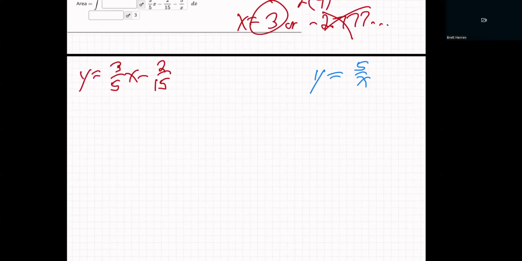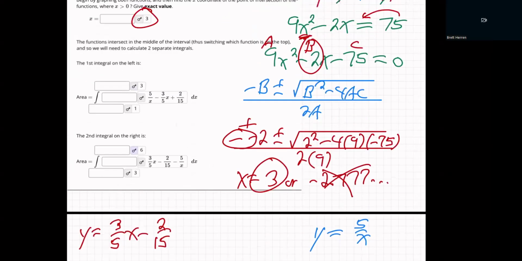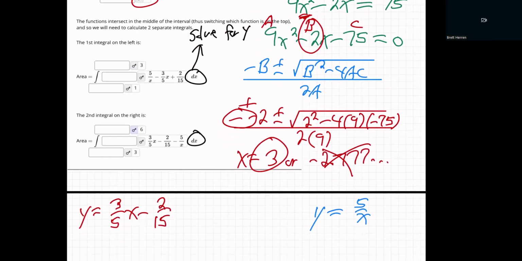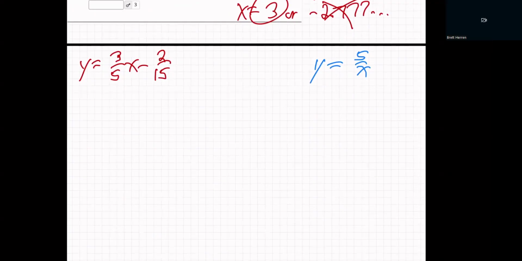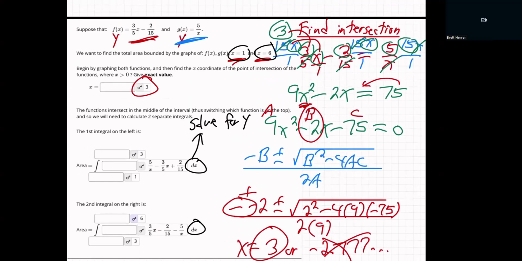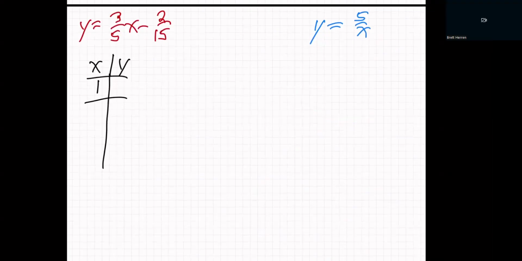Okay, so I'm going to make a little table. And we're leaving y alone because y is already alone in both cases, so it's good to go. I'm going to make an x, y table here and plug in x. Remember, we're going from 1 to 6. So let's just plug in 1, 2, 3, 4, 5, 6. It's just a straight line, right? This is just y to the first power, x to the first power, not multiplied or divided. So it's just going to be a straight line.